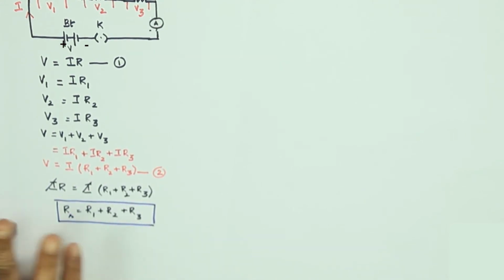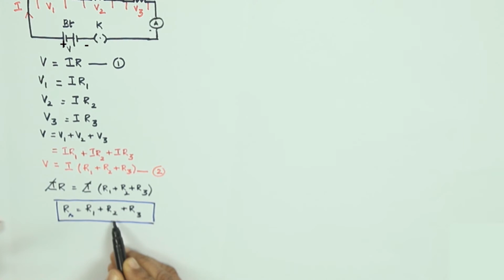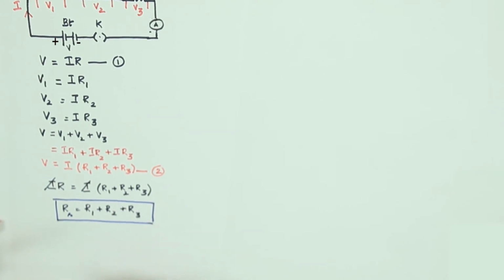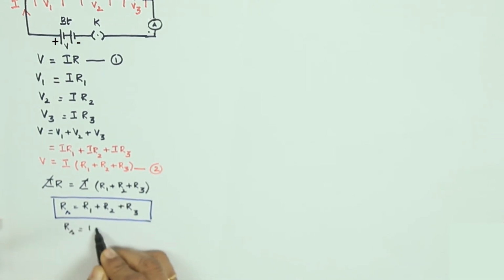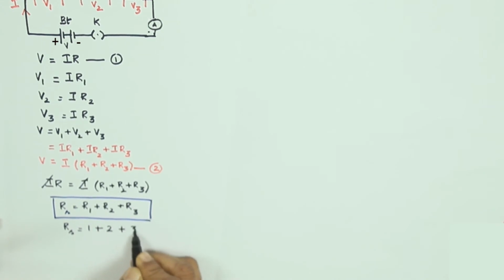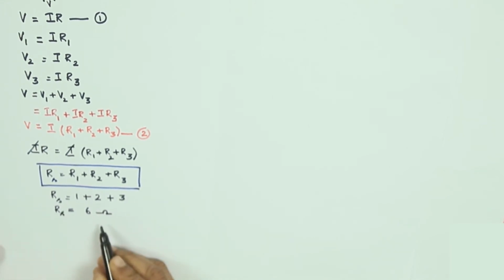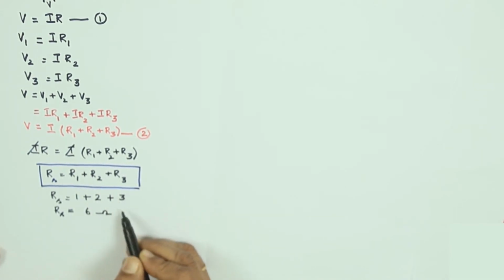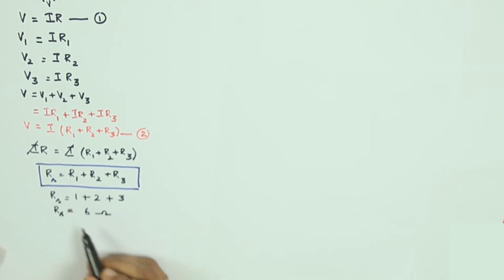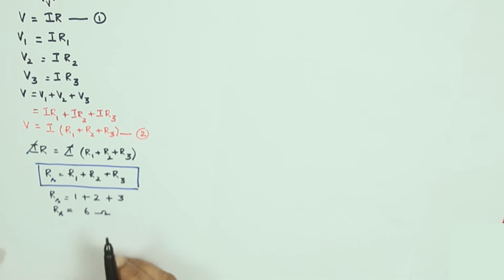Now let us take a small example. Let us consider R1 is equal to 1 ohm, R2 is equal to 2 ohm and R3 is equal to 3 ohm. If we calculate the equivalent resistance, what do we get? 1 plus 2 plus 3. So you will get 6 ohm. So the equivalent resistance in this series connection is 6 ohm. If you see, the maximum resistance among R1, R2, R3 is 3, but the equivalent resistance we have got is 6. So in a series circuit, the equivalent resistance will be more than the highest of the individual resistances.